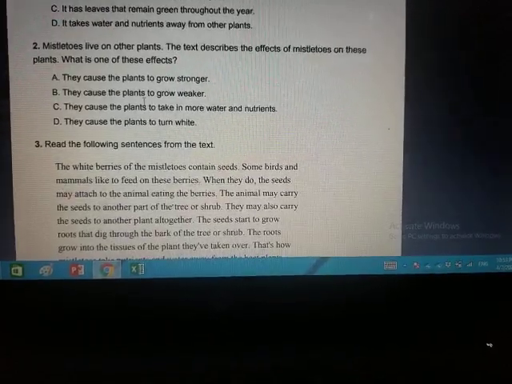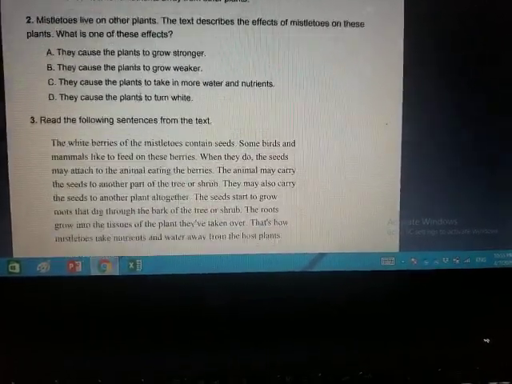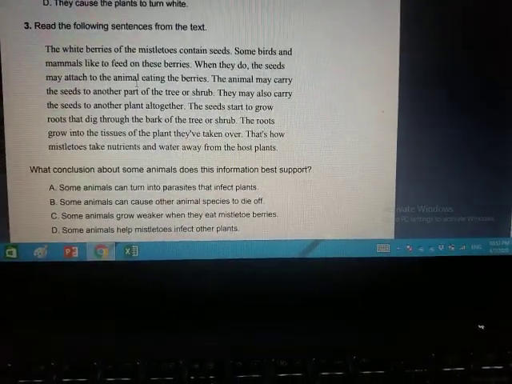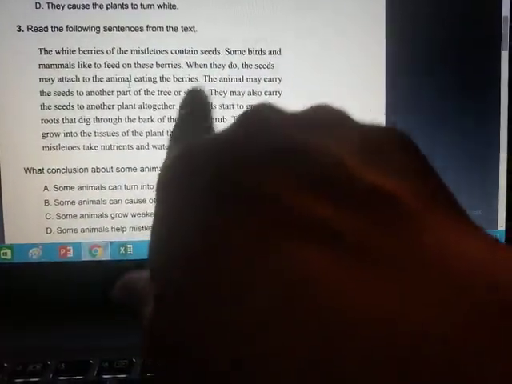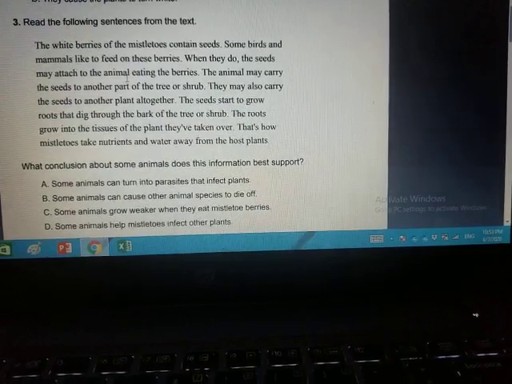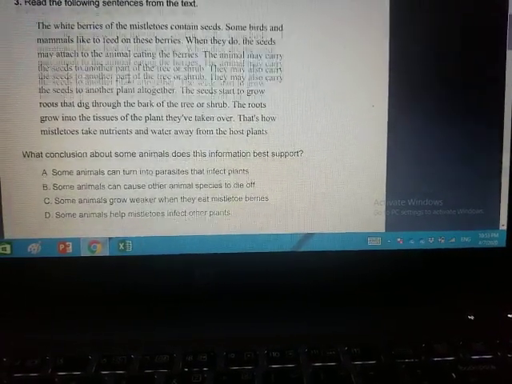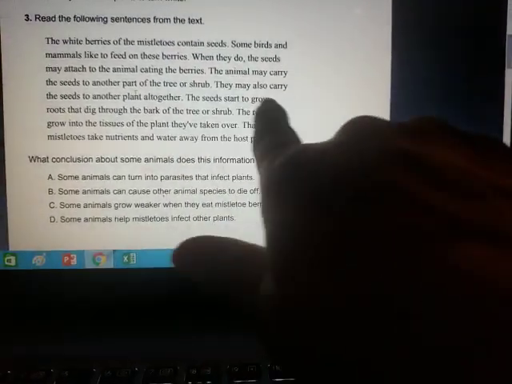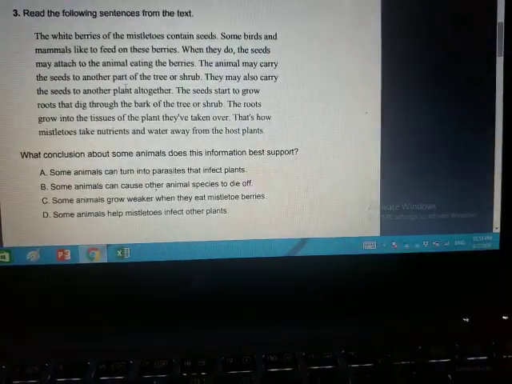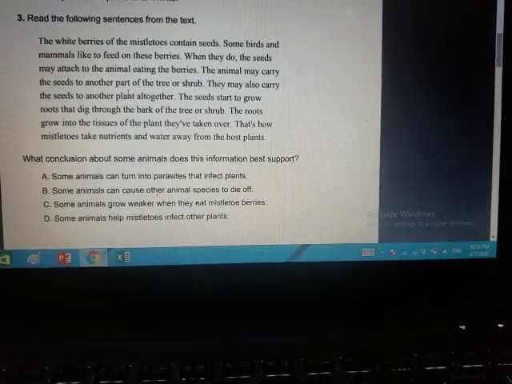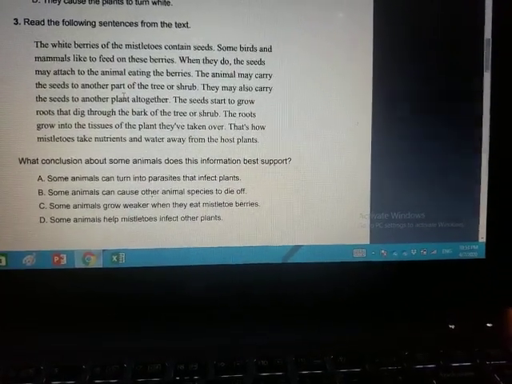So just like we did in class, it's a cause and effect. So you're going to read the sentences from the text. So this is all from the story. So reread this, and then you're going to tell me what conclusion about some animals does this information best support. So whatever it has here, from this, what can you tell me is best about this? Your conclusion. What do you assume? What do you suggest?